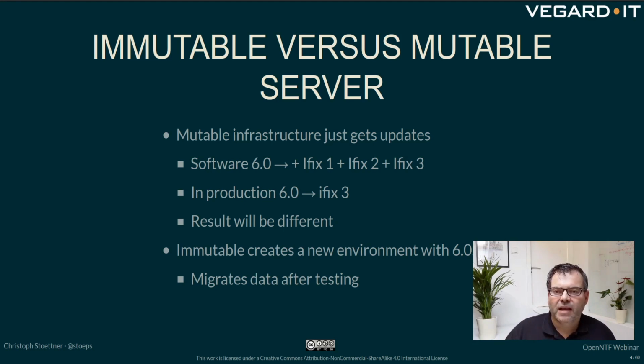And that's really important, because when you do the mutable infrastructure and you do an update on your test server from, let's say, some software 6.0 to fix 1 to fix 2 to fix 3, it often works differently than the production server which you have updated from 6.0 directly to iFix 3. So the result is different, the migration can be different, there are other errors, and it's just weird.